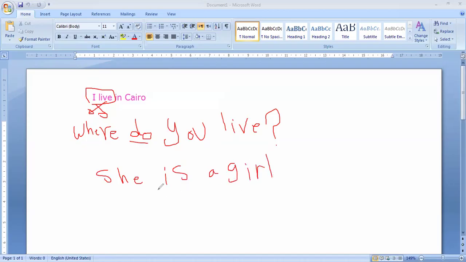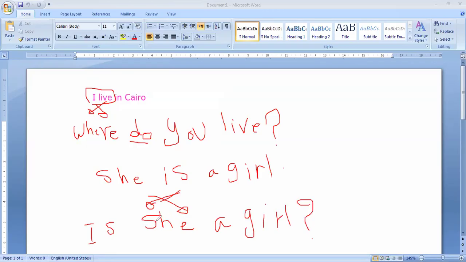What can I do? I replace the verb instead of the subject, like this. This is called the replacement or scissor or whatever your teacher explained in your classroom. It will be: is she a girl? Okay. And I put a question mark at the end of the sentence. So this is the rule of making the question.